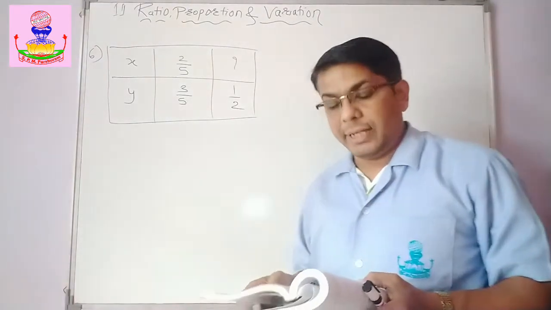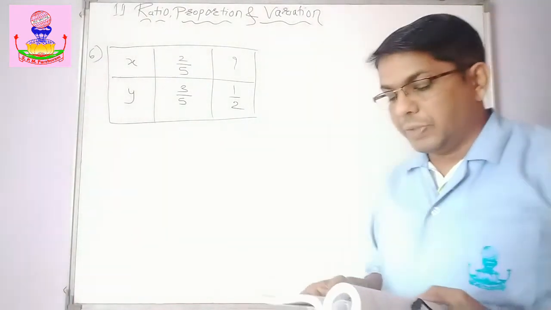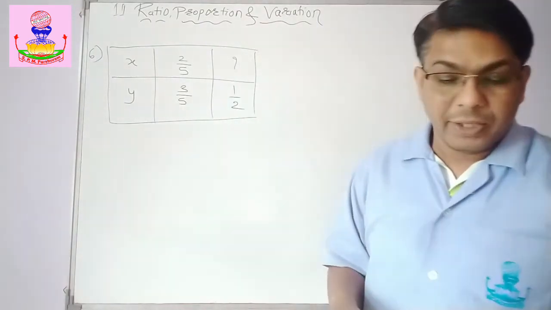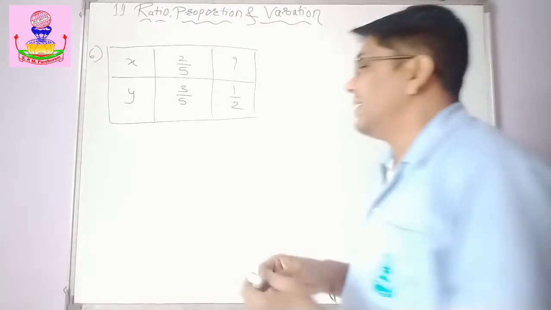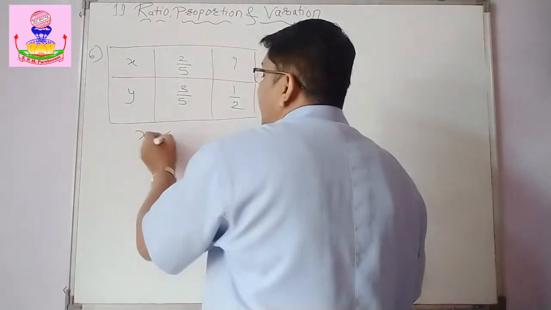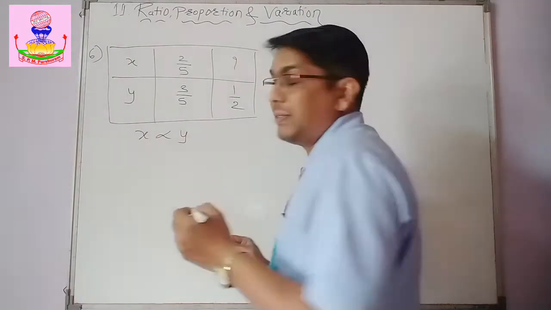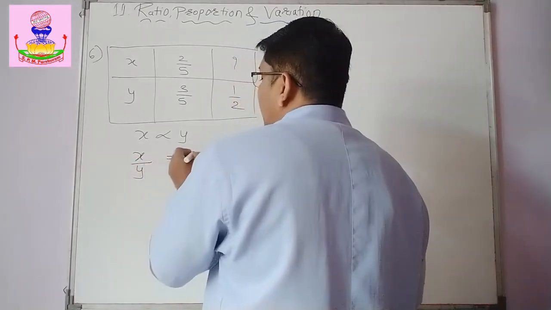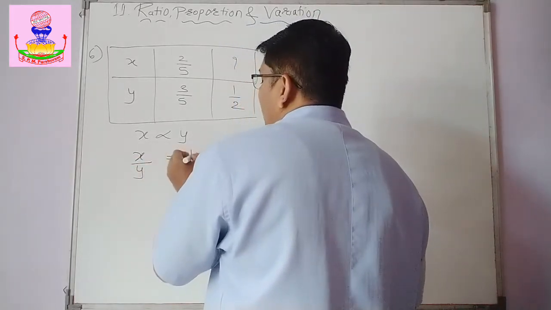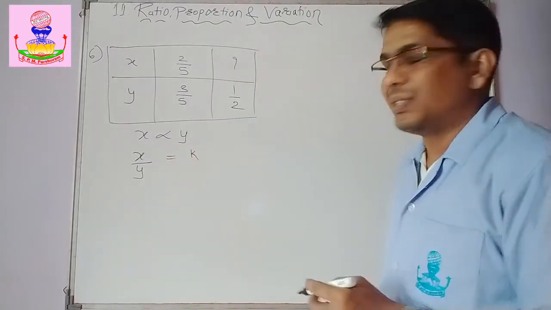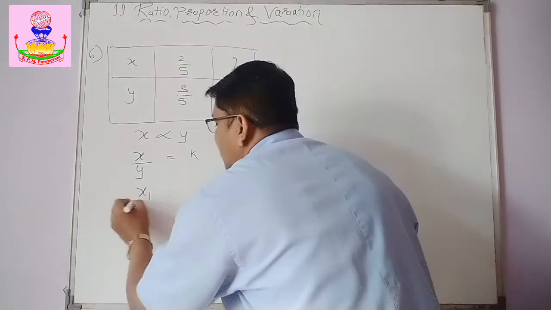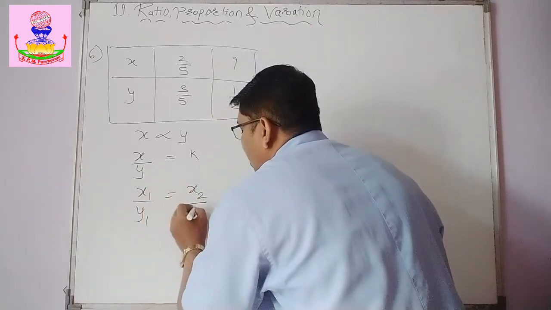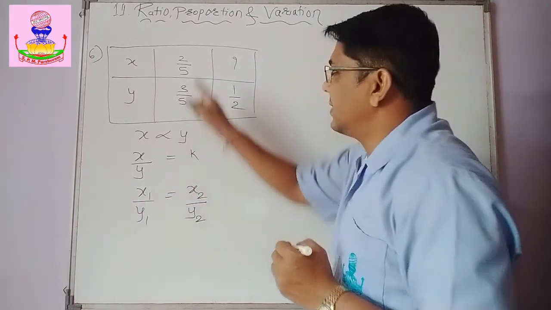Now see sixth, if x varies directly as y, which number will replace the question mark? So this question mark has to be determined. Now first only I said, if x varies directly as y. So what I've said, ratio is always constant. So x upon y should be equal to constant. Okay, so that means x1 upon y1 should be equal to x2 upon y2.